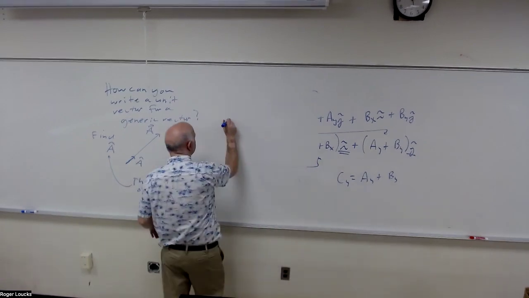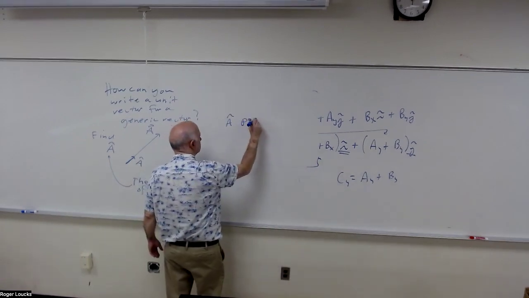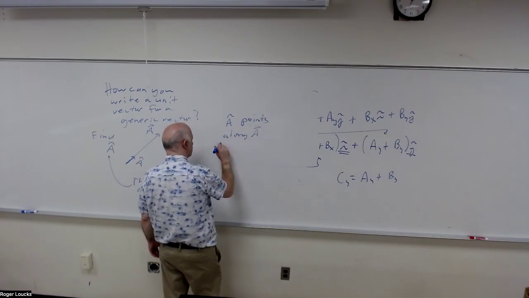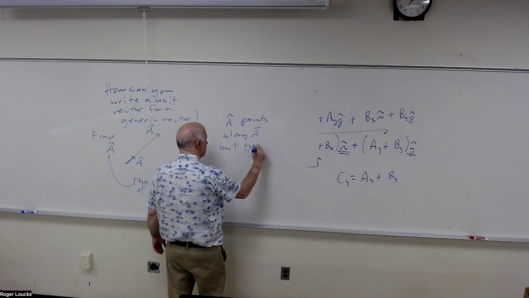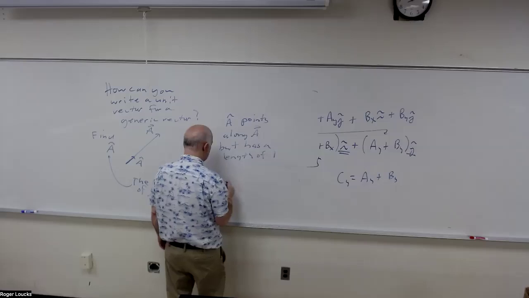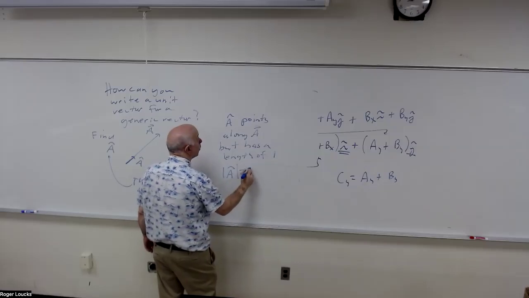So A hat points along A, but has a length of 1, meaning the magnitude of A hat by definition is 1.